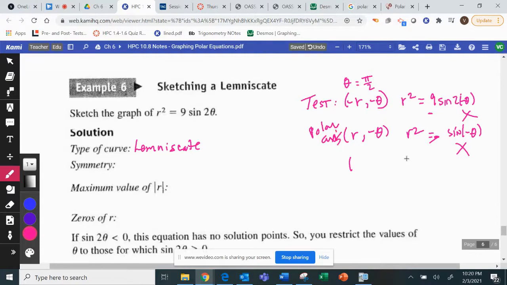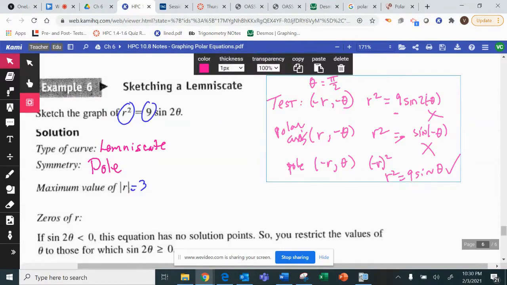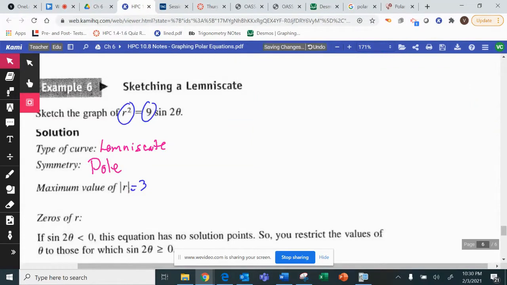And then if we have the pole, we're going to test it with negative r, theta. If we plug in negative r into r squared, we get positive r squared, and the theta on the other side is staying positive. So that one does work. So we've got symmetry with respect to the pole. Okay, I'm going to erase this stuff so I can have some space for writing.